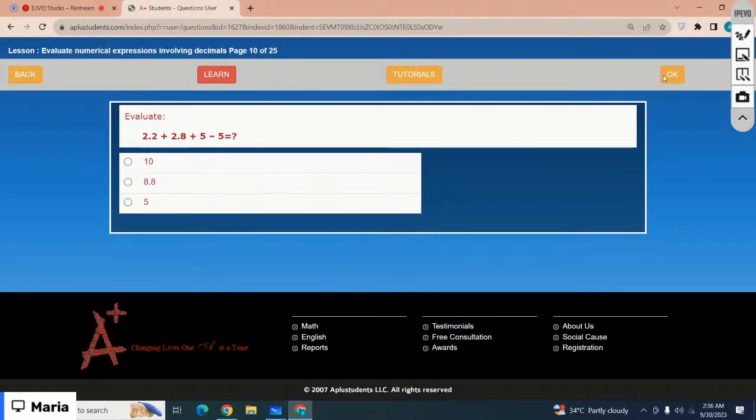Okay, the next one is, you have to evaluate, you have to go from left to right, right? So when you go from left to right, you have to do, that would be just 5, right? Because 5 minus 5 is 0. So, and 2.8 plus 2.2 is 5. So, the correct option is 5 it is, right?